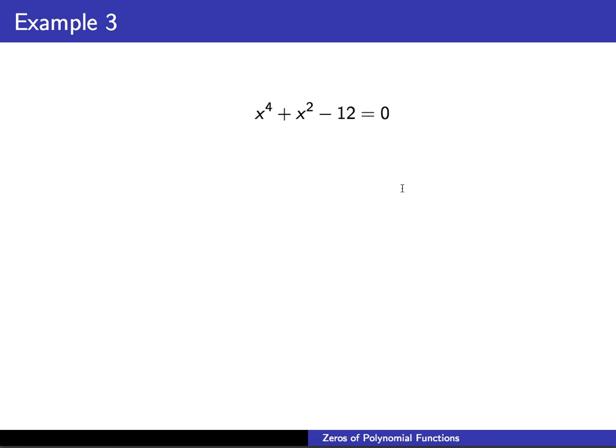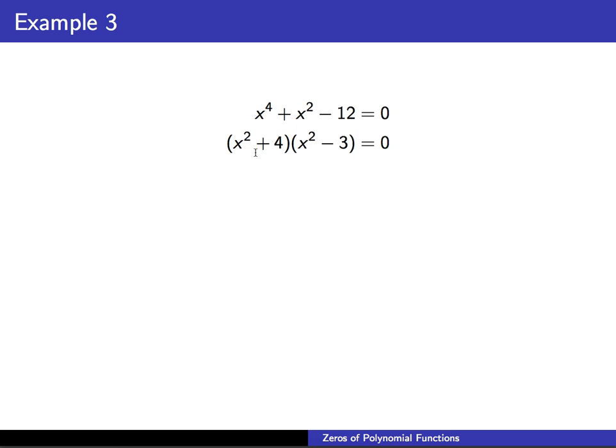So x to the fourth plus x squared minus 12 equals 0 is going to factor as x squared plus 4 times x squared minus 3. And we can multiply this out and check it. x squared times x squared is x to the fourth. x squared times negative 3 is negative 3x squared. 4 times x squared is 4x squared. So 4x squared minus 3x squared is 1x squared. So that works. And then 4 times negative 3 is negative 12.